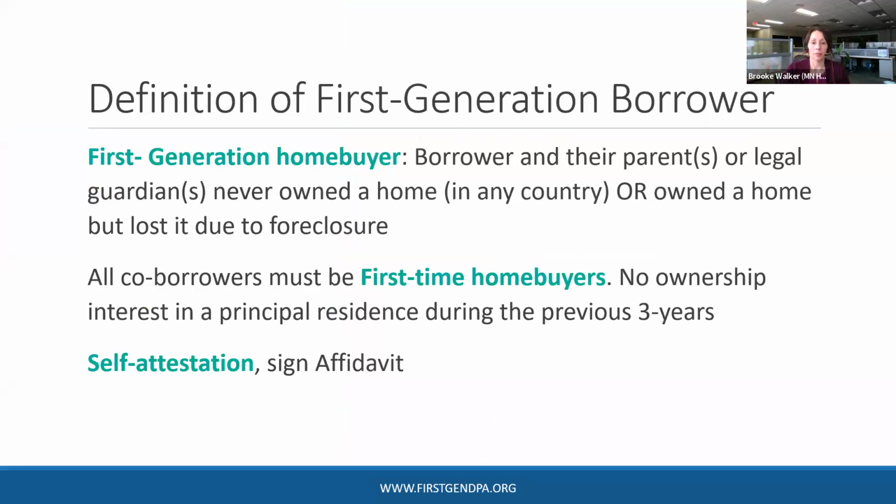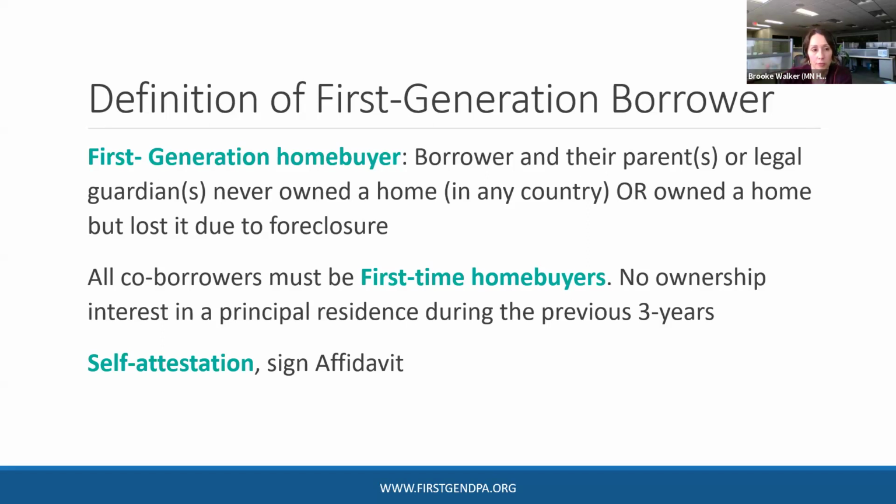So we're going to talk a little bit about eligibility, and as we go through this, I'm going to call out what is in alignment with best practices. The definition of first generation borrower: it's really important that we help people understand what this means. It's a new concept, and from the training we've had and the conversations we're having with industry and consumers, it's very clear that there's a lot of confusion around what it means to be a first generation homebuyer.